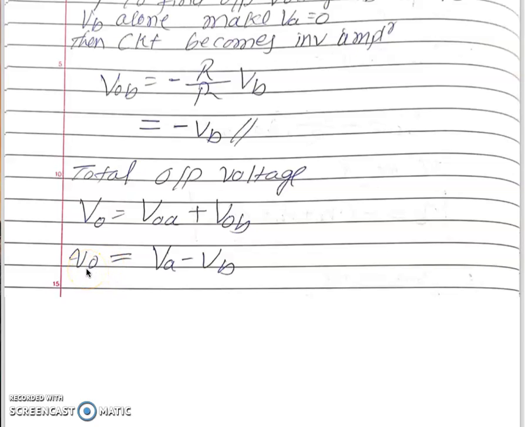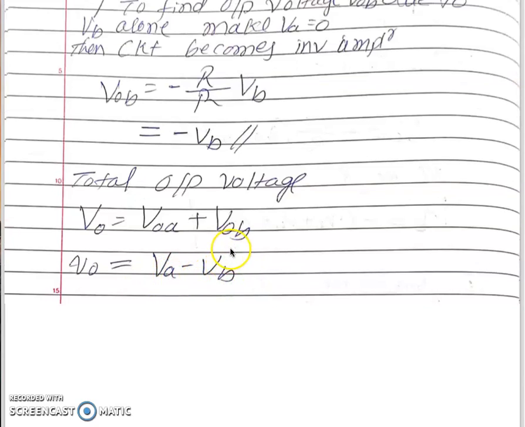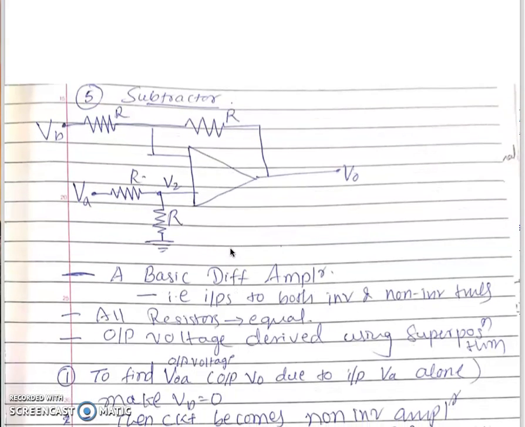So we can say that the output voltage is the voltage at the non-inverting terminal minus the voltage at the inverting terminal. It is the difference between the two input voltages. This is how the op-amp as a subtractor circuit works. I hope you have understood.